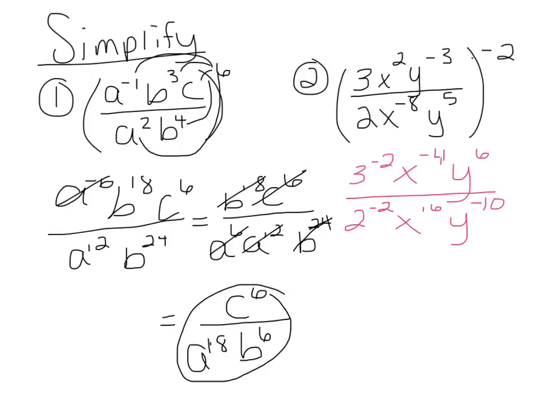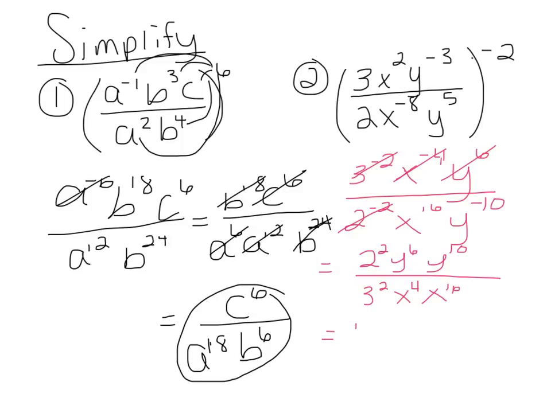Alright, now I'm going to move all my negative exponents. So 3 to the 2nd goes on the bottom because it's negative. X to the negative 4th goes on the bottom. Y to the 6th stays on top. 2 to the negative 2nd goes up top because it's on the bottom. So far I've done those 4. X to the 16th stays on the bottom because it's positive. And then y to the 10th goes up top because it's negative.